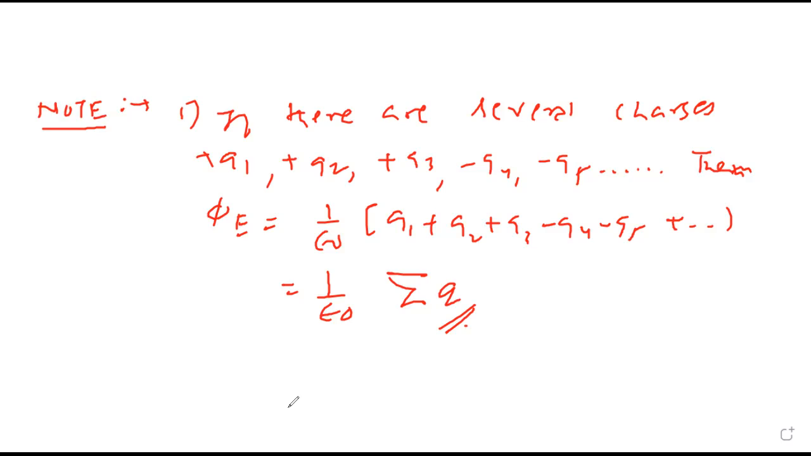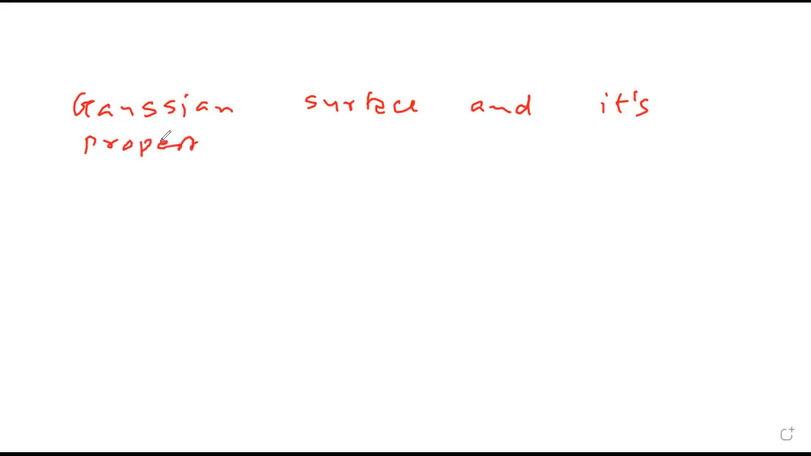Yes. Okay. Gaussian surface and its properties. See, any imaginary surface drawn to use Gauss's theorem is actually called Gaussian surface.